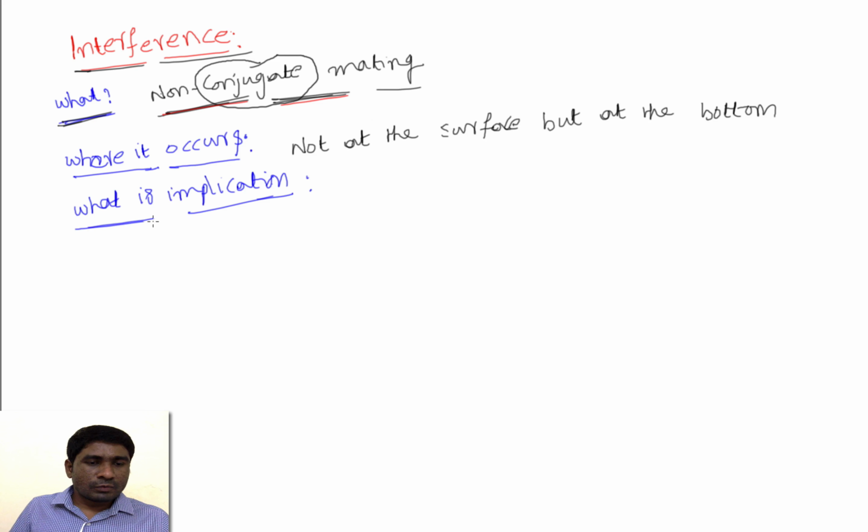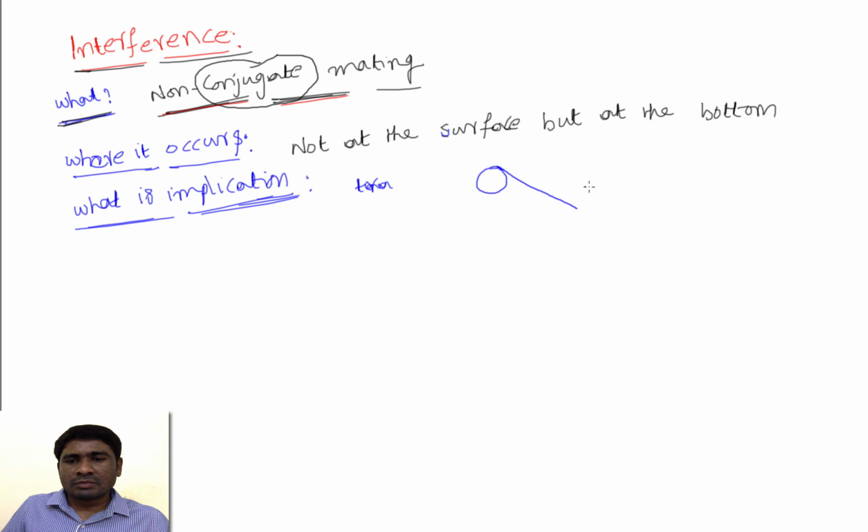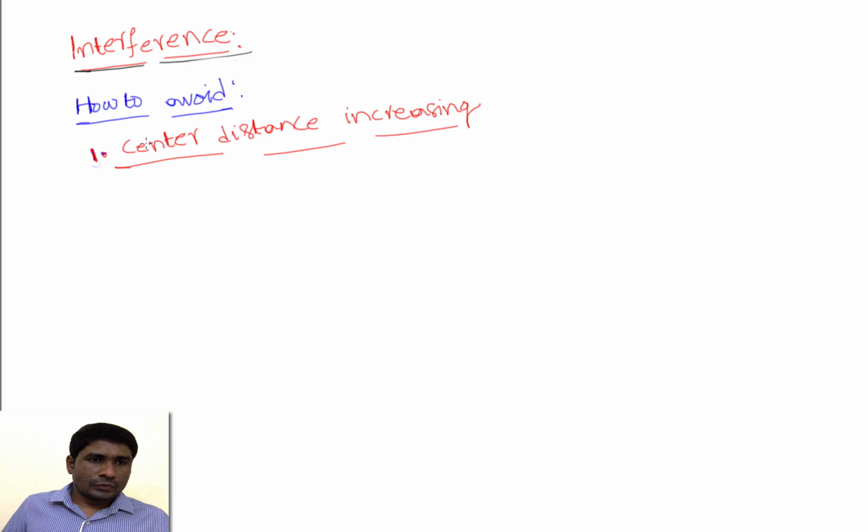So what is the implication of this interference? We have already seen that in case of interference, the transmission of motion is disrupted, and it's not along the common normal at the contact point. This is the common normal at the contact point, and this force is not transmitting along this one. Our motion is not transmitting along this one. So our motion is disrupted in this case. That's what happens because of the interference.